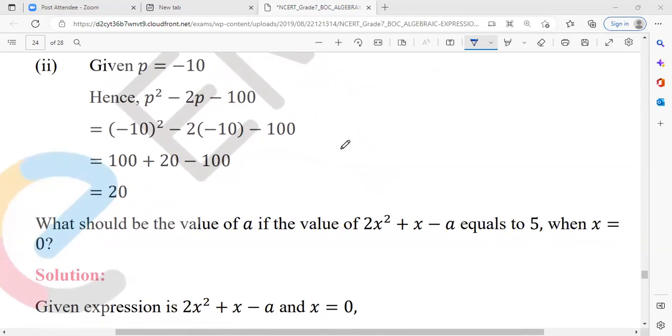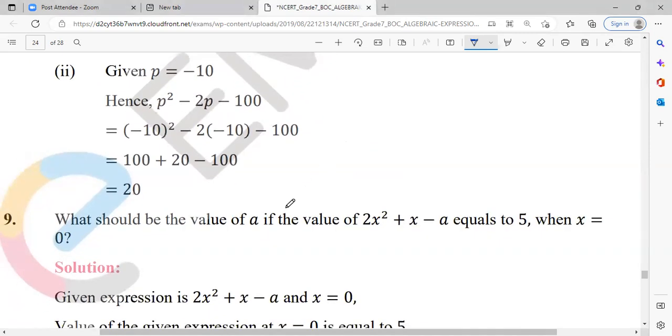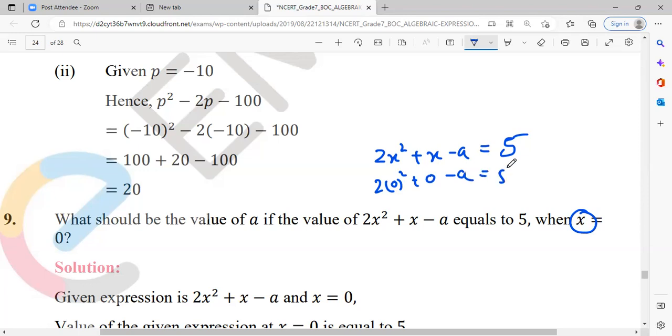Now coming to the next question. What should be the value of A if the value of 2x square plus x minus A is equal to 5, where x is 0? So here they are saying 2x square plus x minus A is equal to 5, right? And x is 0. So instead of writing x, you will write 0, plus 0 minus A, and then you have to find the value of A. Solve it and tell me what is the value of A.